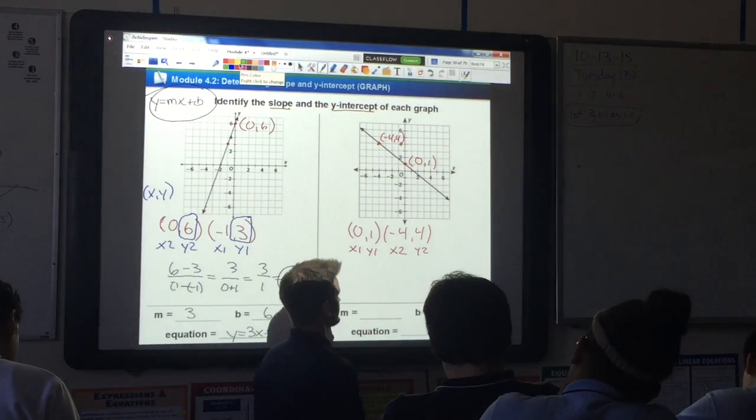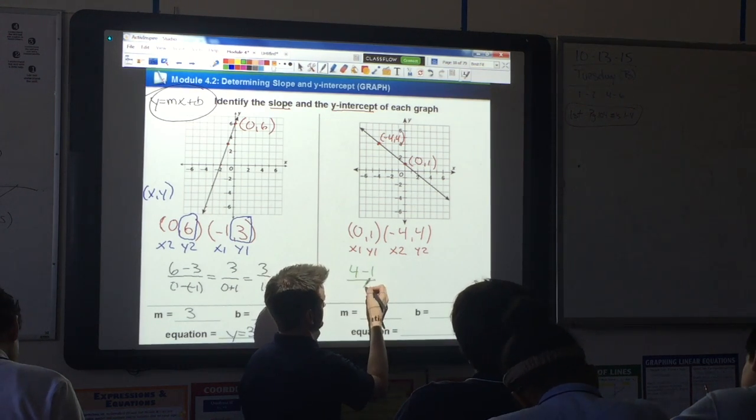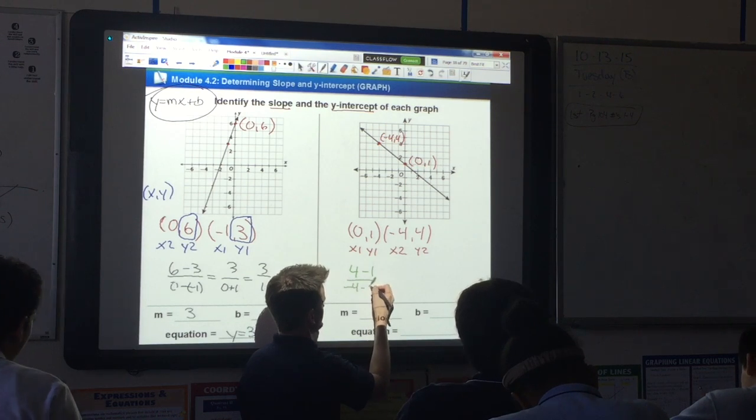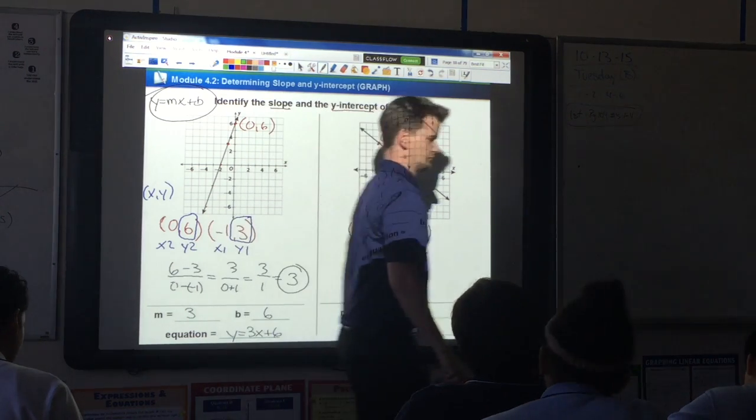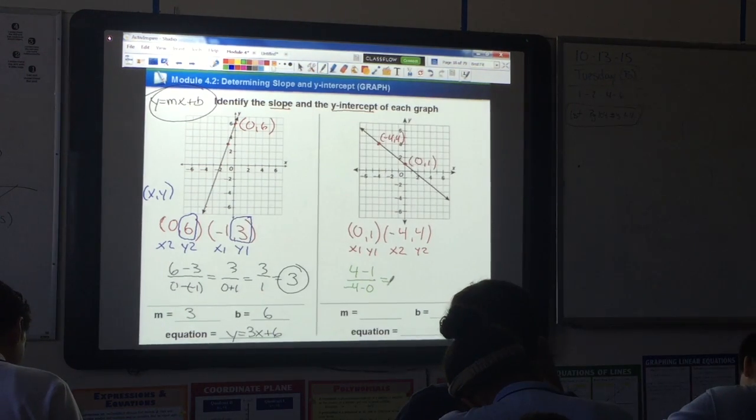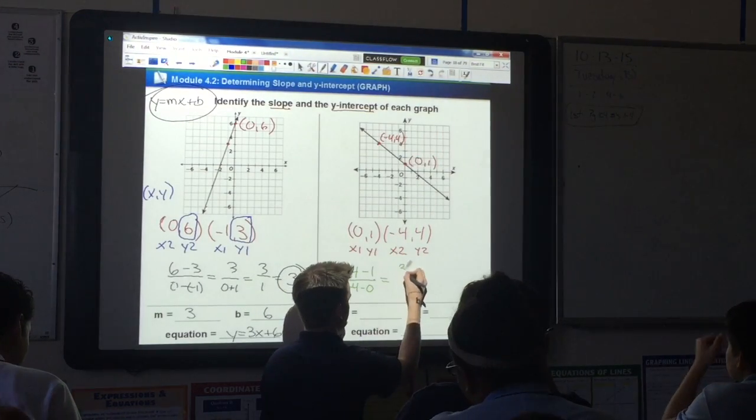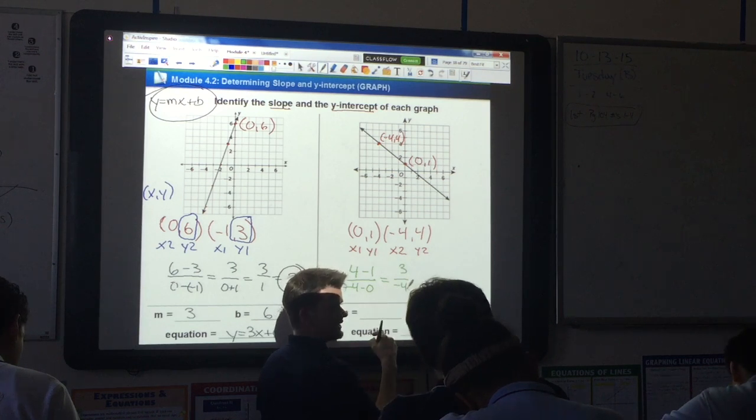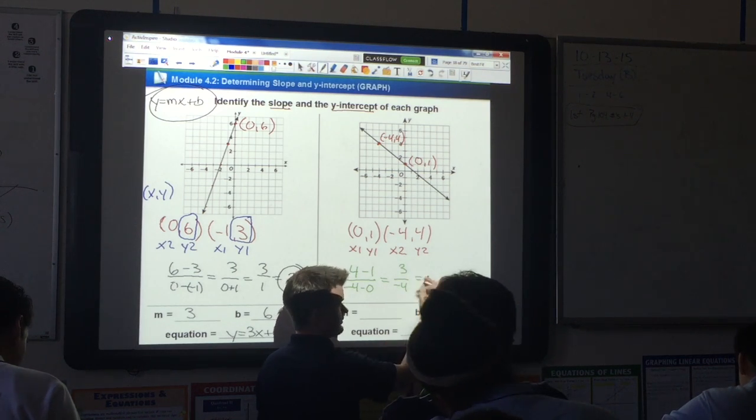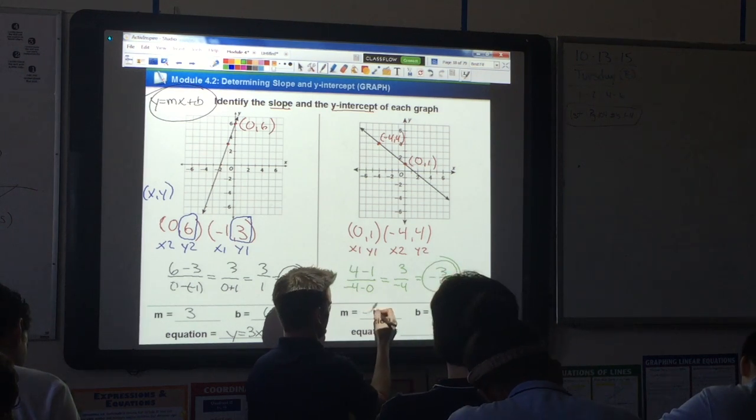So what am I going to write? 4 minus 1 over -4 minus 0. When I do the subtraction, what am I going to have there? What's 4 minus 1? 3. Good. And what is -4 minus 0? -4. And a positive and a negative make a negative. So this is -3/4. So that's my slope, -3/4.